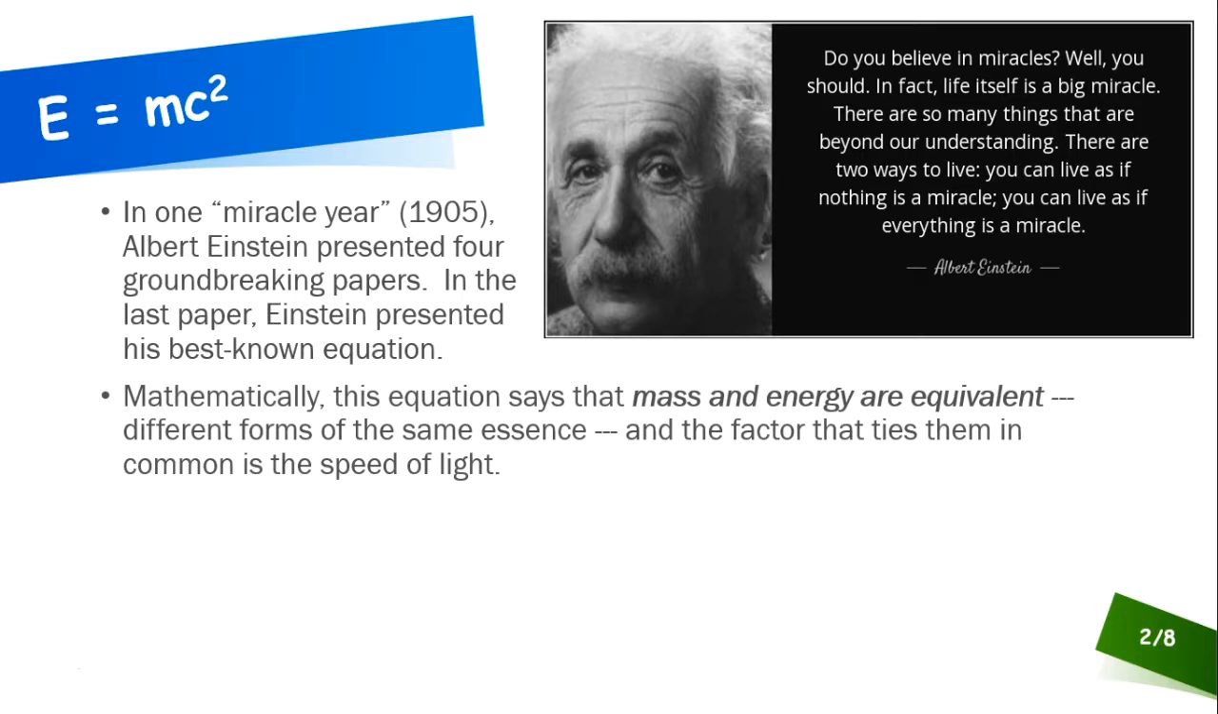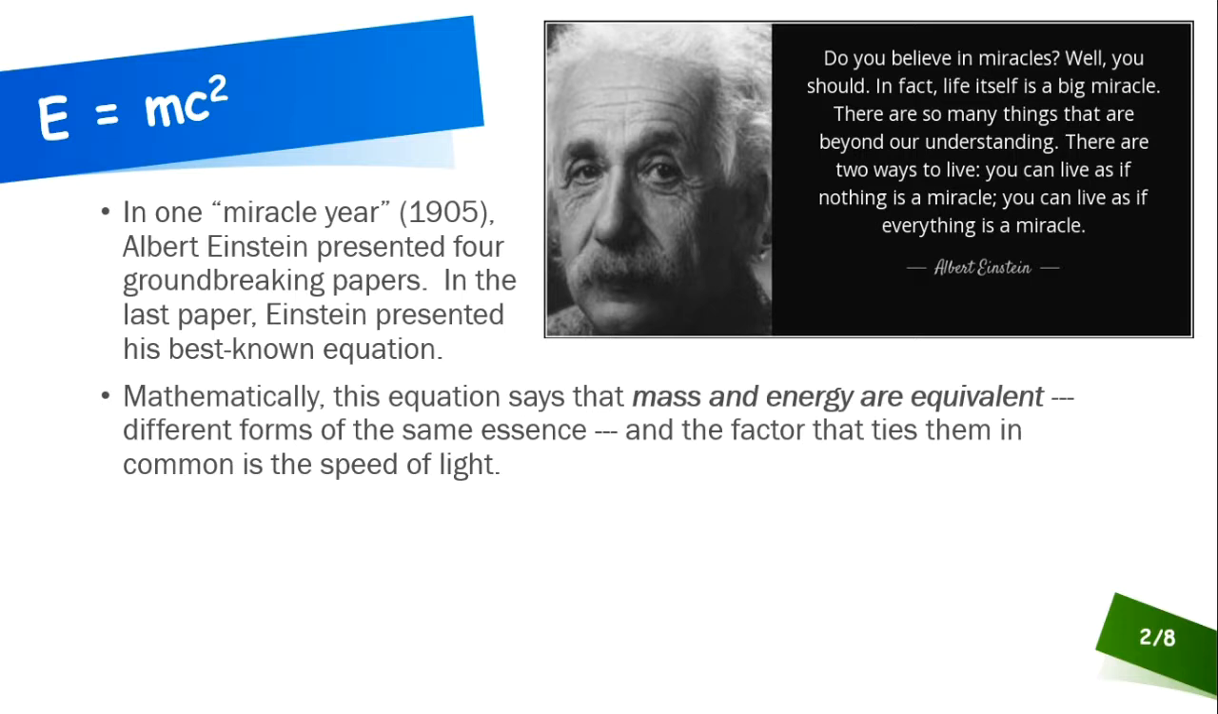Mathematically, this equation says that energy and mass are equivalent. So E is the amount of energy you have, m is the mass, and c is, of course, the speed of light. The thing that's so groundbreaking about this is what the equation means conceptually. Mass and energy are equivalent.